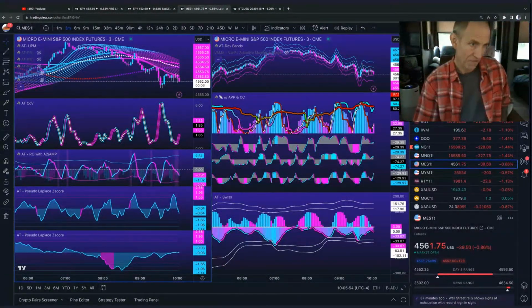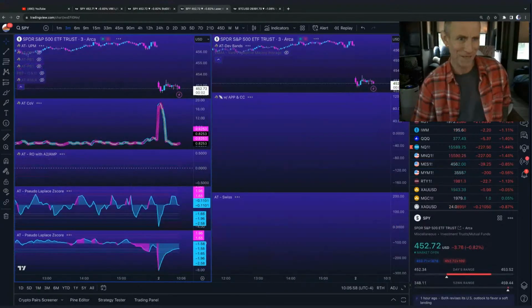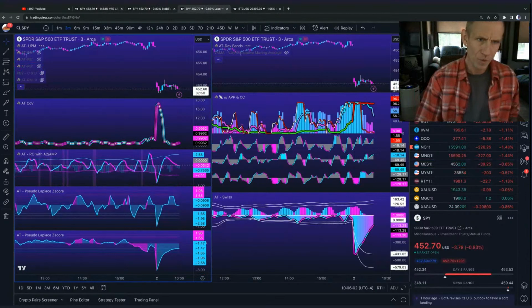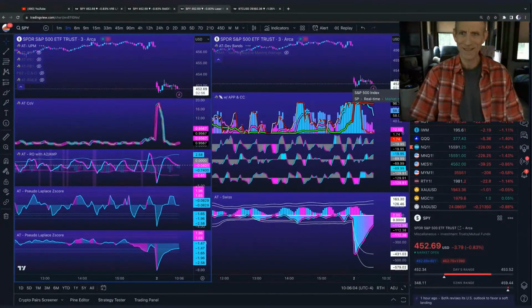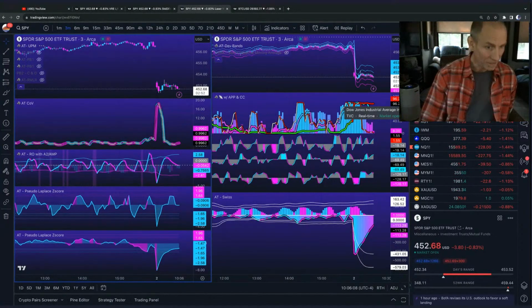I just realized I was still on the minis. I thought I was on SPY. That's why I was looking at these charts going, man, where's the gap? Where's that pre-market gap at? I was like, well, you've got to get on SPY, not the minis, bub.